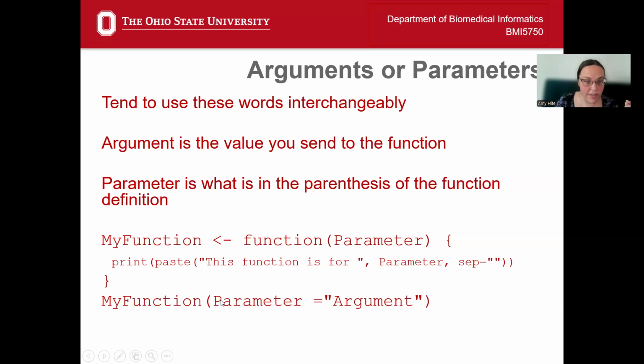So we have my function, we're running it, we're saying the parameter in our function is equal to this input that we want to send to the function. And the input is the argument. I will call them arguments or parameters interchangeably. So don't ask me after the slide.